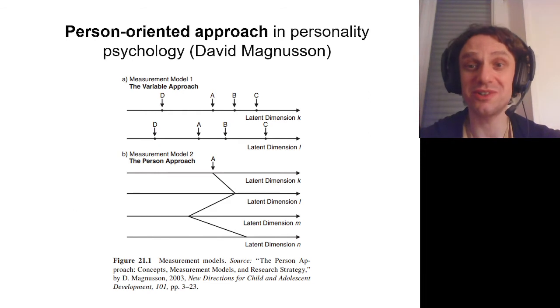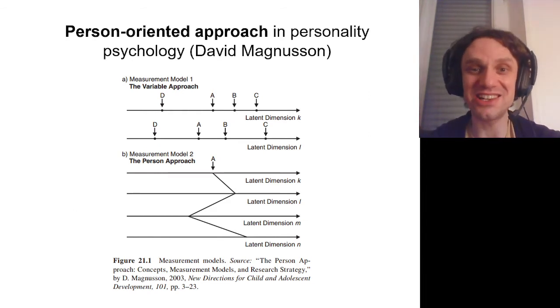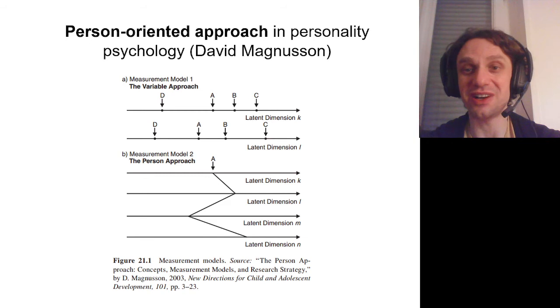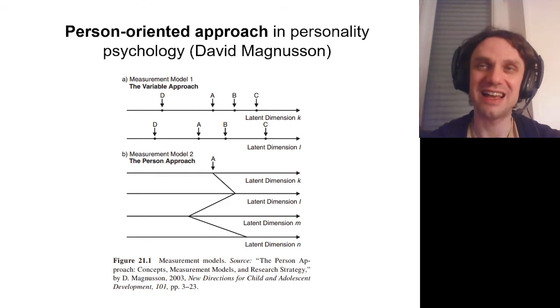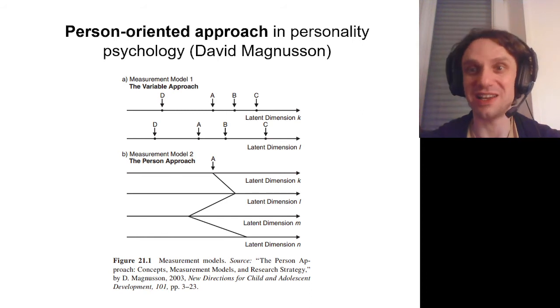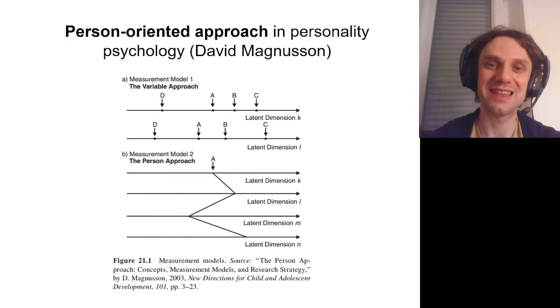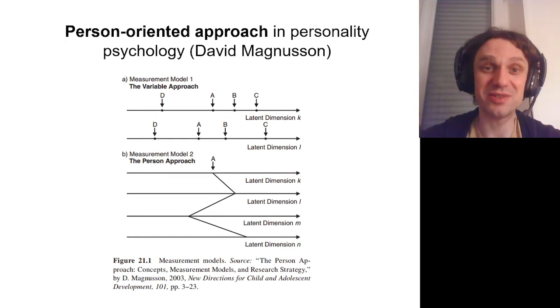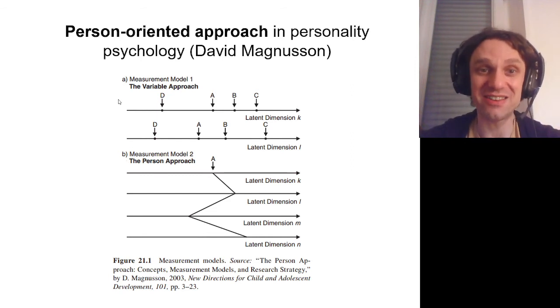So this person-oriented approach was proposed by a Swedish researcher, David Magnusson, in the 1980s. It was proposed mainly within the context of developmental psychology to understand different patterns of personality development, different pathways of development that lead people to different outcomes. And the difference between the traditional approach and the person approach is illustrated by this diagram.